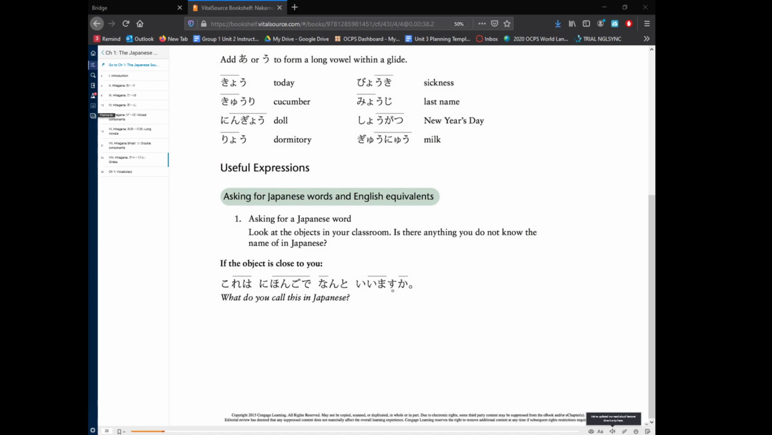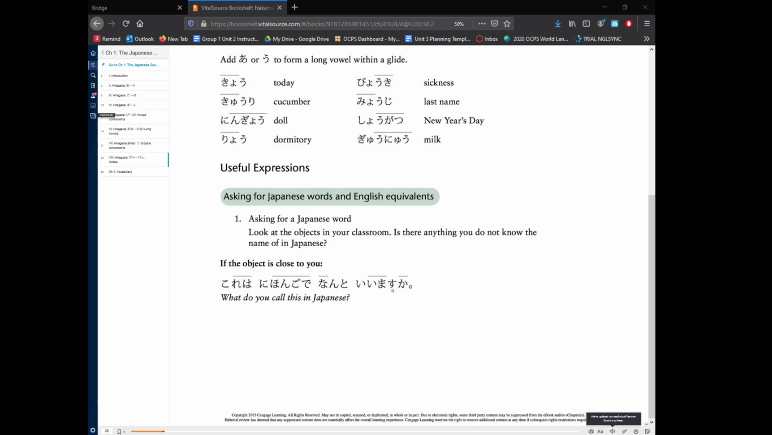First things first, I want you to look around you. Regardless of if you're in my classroom or not, just take a look around. See what you got. Is there anything that you don't know the name of in Japanese? More than likely, that is going to be yes. So if the object is close to you, as in you could reach out and touch it, it's going to be within arm's length.